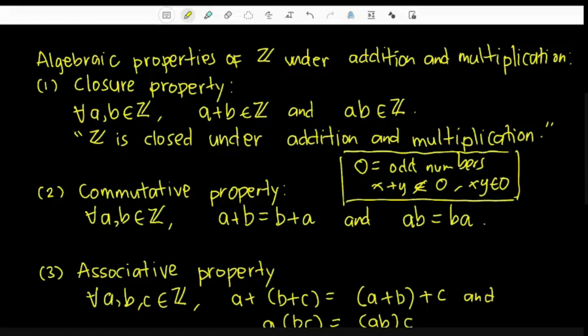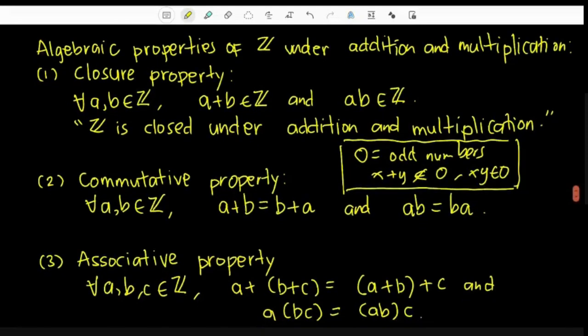Now, commutative property means that for every two integers a and b, the sum is commutative, meaning a plus b is equal to b plus a. When you commute the position of a and b, the sum is still the same. The same goes for product: a times b is equal to b times a. Again, not all operations on integers are commutative. For example, a minus b is not the same as b minus a. The same goes for division: a divided by b is not the same as b divided by a. But addition is commutative, and multiplication as well.